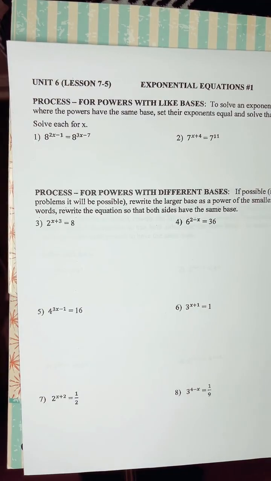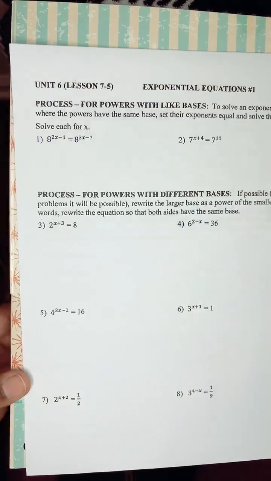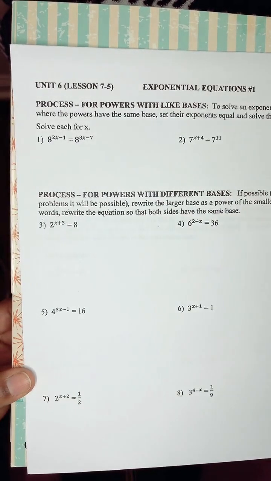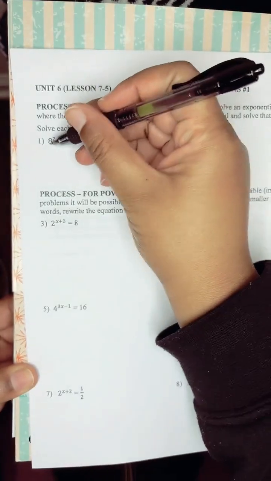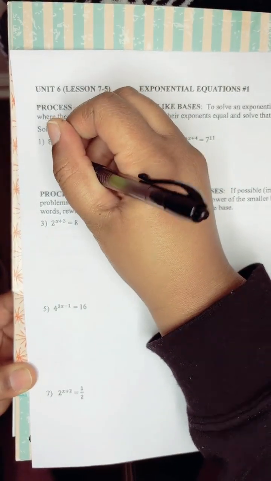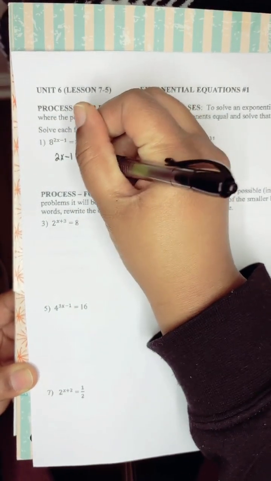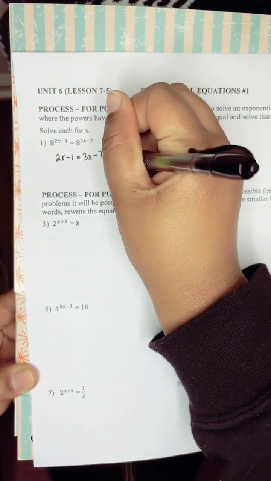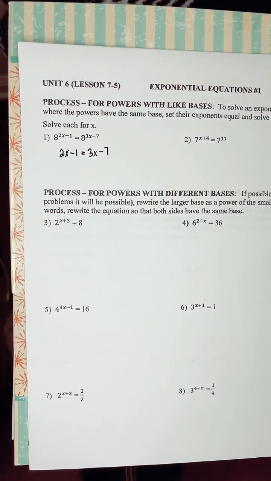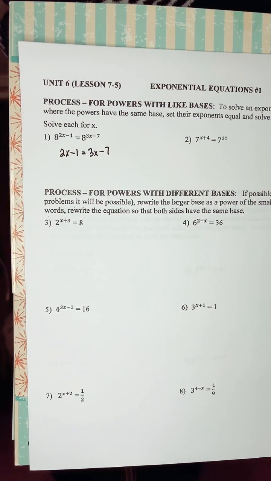Let's start. The first one, number one, says solve for x. They give us the powers with like bases. There's an exponential rule that says if you have the same base, you can set the exponents equal to each other and then solve. Since this is a base 8 and this is a base 8, we could do 2x minus 1 equals 3x minus 7. Same base, that's the same base rule.